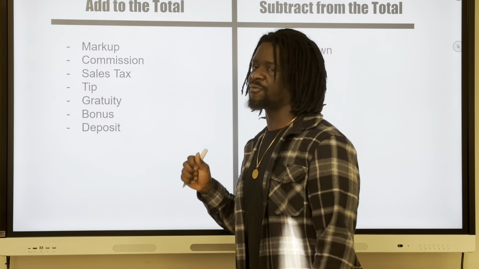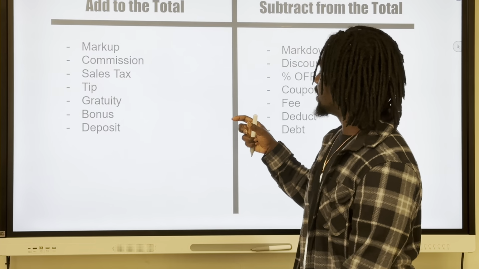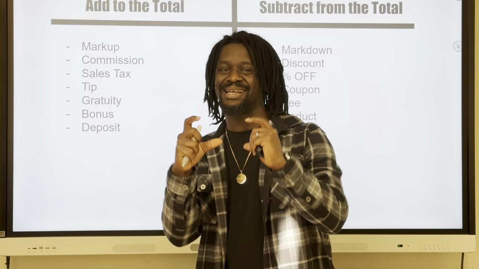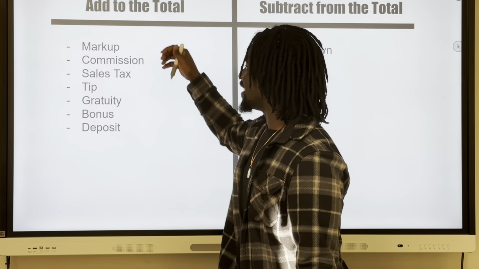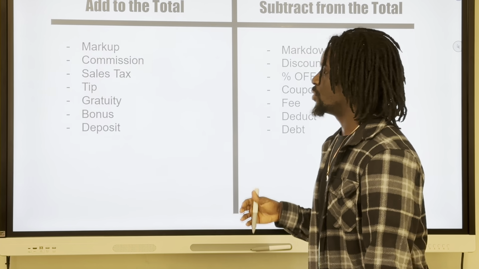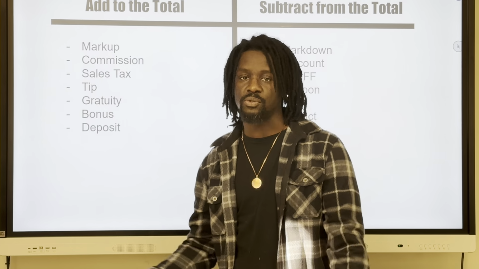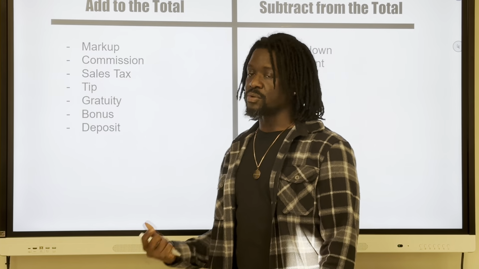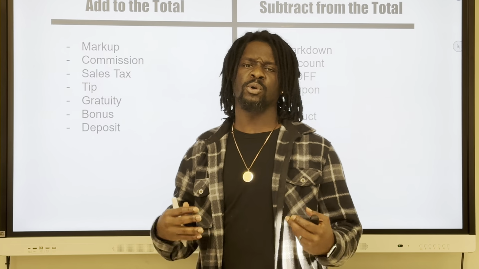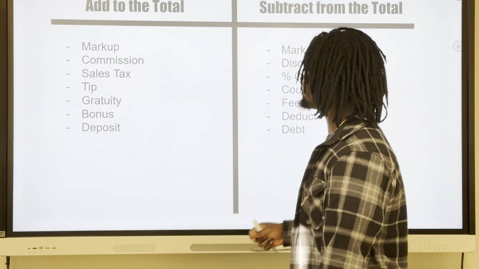But the words for adding to the total, once we have solved for the proportion and we've figured out what that X is, what that part is, we add it to the total when there is a markup, when there is commission, sales tax, tip. Another word for tip is the word gratuity. If there's a bonus or a deposit. Now, these words, bonus and deposit, we've not seen, and we're going to see them later on throughout this unit, but I want to go ahead and introduce them to you today.